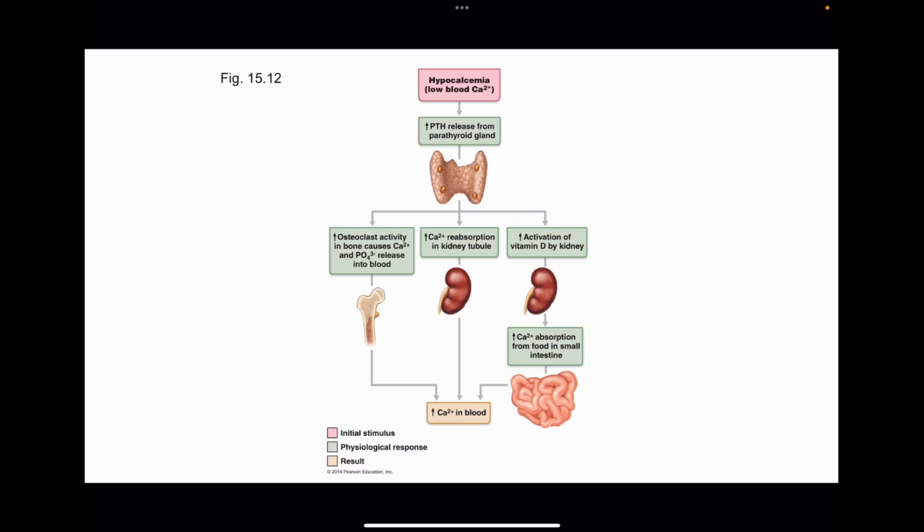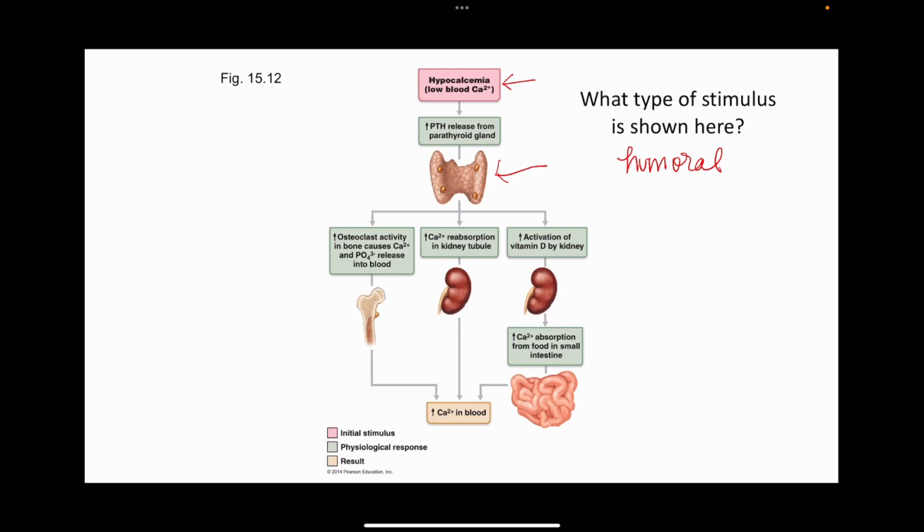So how this pathway goes, we experience hypocalcemia, so low blood calcium. That's going to trigger the parathyroid glands to then release parathyroid hormone. So if that stimulation of hormone release came from low blood calcium, what kind of stimulation is that? Humoral. Yes. So what type of stimulus is shown here? It's a humoral stimulus. And so once parathyroid hormone is released, it's going to target our osteoclasts, our kidney tubules, and our intestines to all increase calcium levels in the blood.